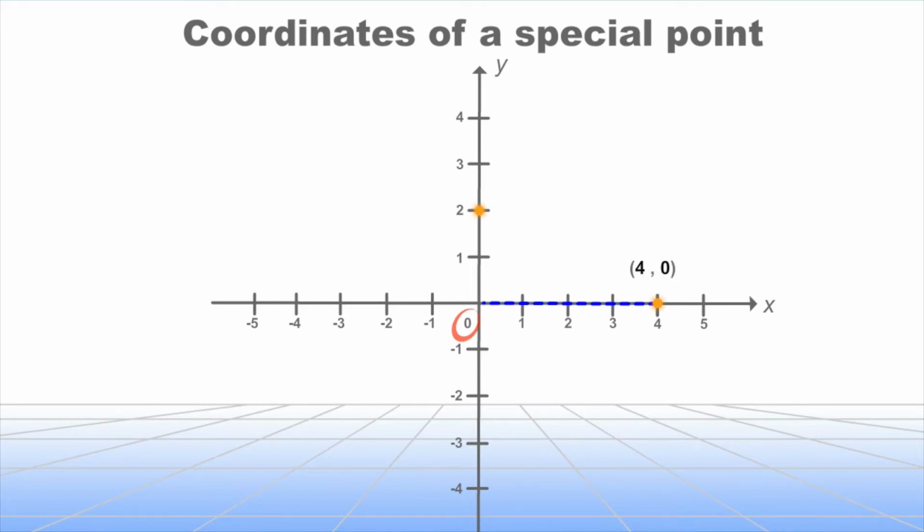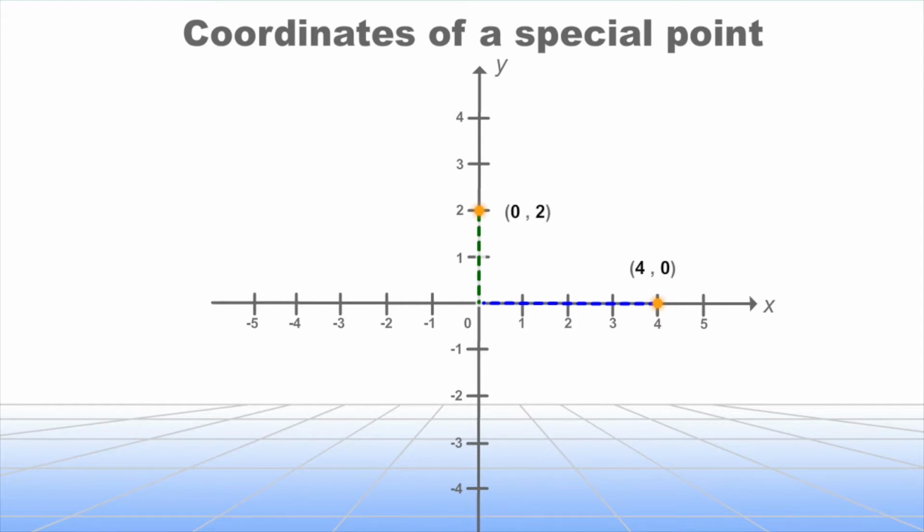Let's take a look at another point. Can you see that the point cuts the y-axis at 2? This is why the y-coordinate is 2. What about the x-coordinate? If we draw a vertical line from the point to the x-axis, we can see that the x value is 0. This means that the x-coordinate is 0. Thus, the coordinates of this point are 0 and 2.